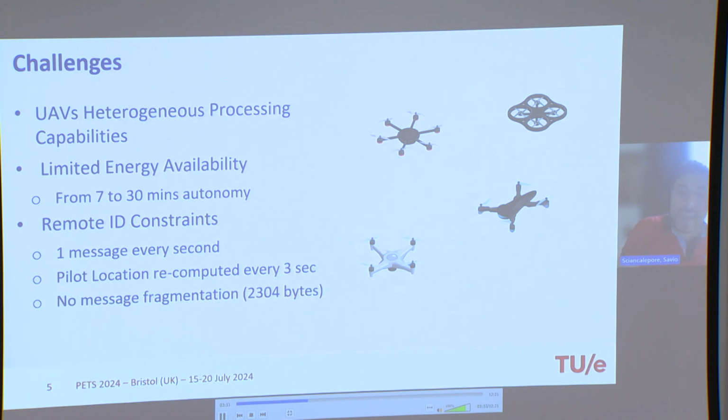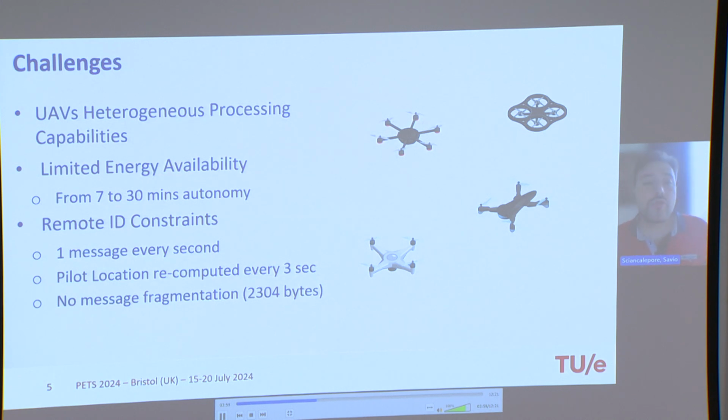We have high-end drones, but also very low-end drones, which have also very limited energy availability, ranging from a max of 30 minutes, but also to a mean of even 7 minutes. So the solution should be very energy friendly. At the same time, since we want a solution that is compliant with remote ID, we have to consider the constraints imposed by remote ID.